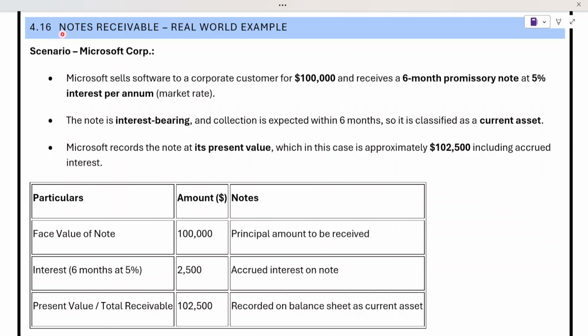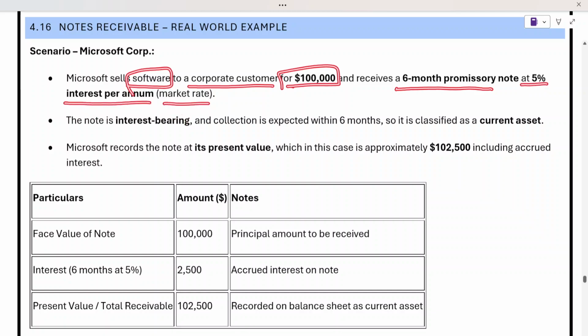Okay, so now let's try to understand notes receivable through a real-world example and then the textbook concept. Let's take the scenario of Microsoft, which sells software to a corporate customer for $100,000 and receives a 6-month promissory note at a 5% interest rate per annum, which is the market rate.